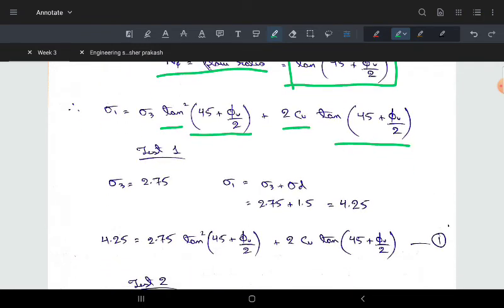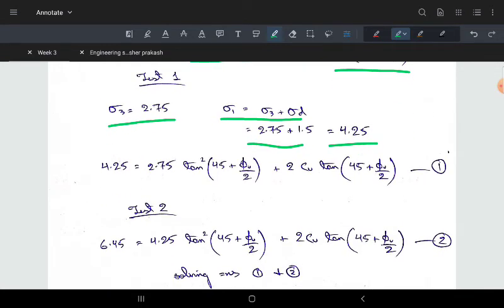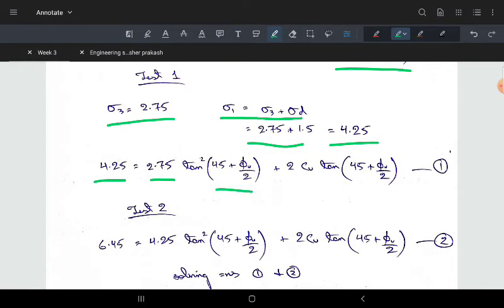For test 1, sigma 3 is equal to 2.75. Sigma 1 we can calculate by sigma 3 plus sigma d. It comes out to be 4.25. So here 4.25 is equal to 2.75 tan square (45 plus phi_u by 2) plus twice c_u tan (45 plus phi_u by 2).